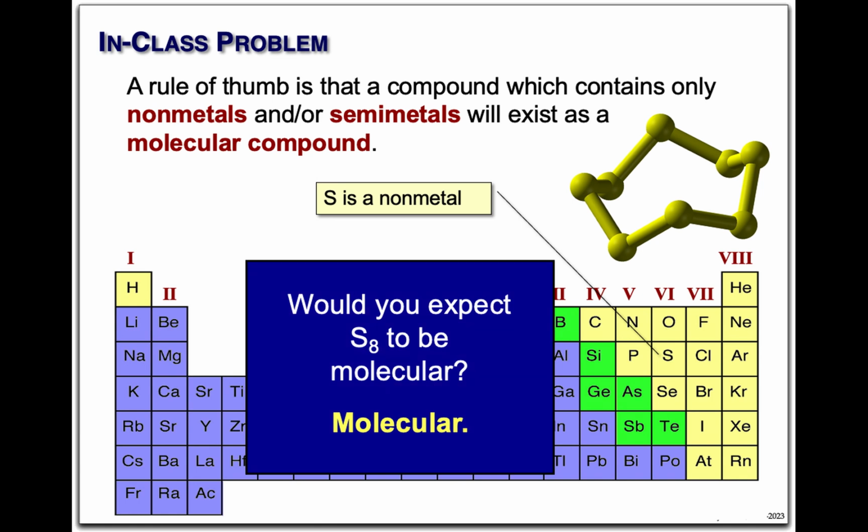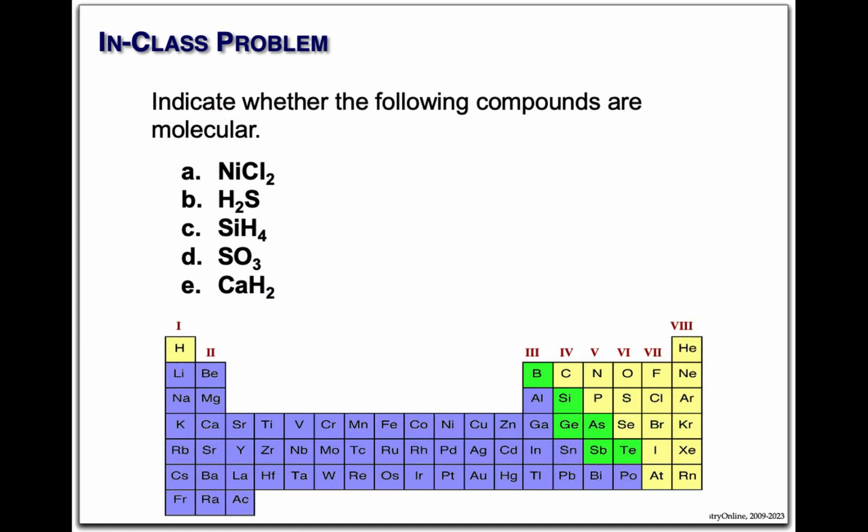All right, let's just look at a sample here and decide if they're going to be molecular or ionic. Nickel chloride. Nickel sounds metallic, doesn't it? Nickel is right there, making it ionic. Dihydrogen sulfide. Hydrogen is nonmetal. Sulfur is nonmetal. This is molecular.